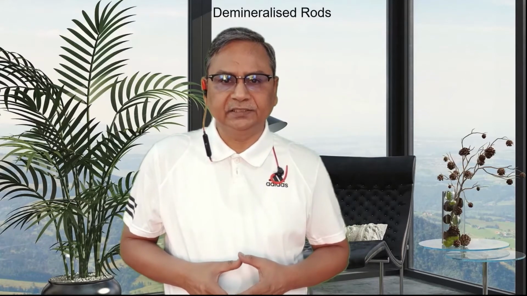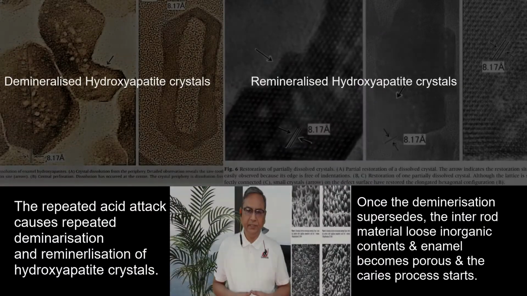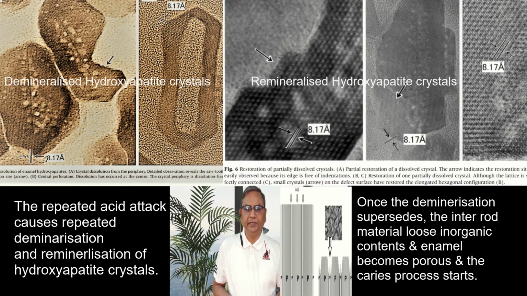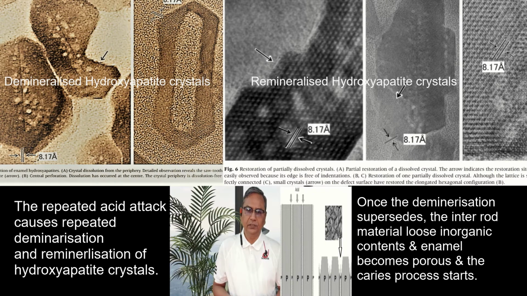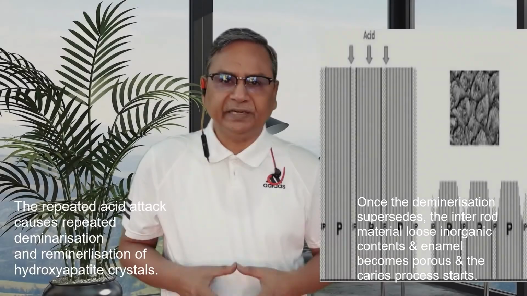At this stage, to help you understand better, I shall explain about the enamel caries. The repeated acid attack causes repeated demineralization and remineralization of enamel rods. Once the extent of demineralization supersedes, the interrod matrix starts losing the inorganic content, which is mainly hydroxyapatite.